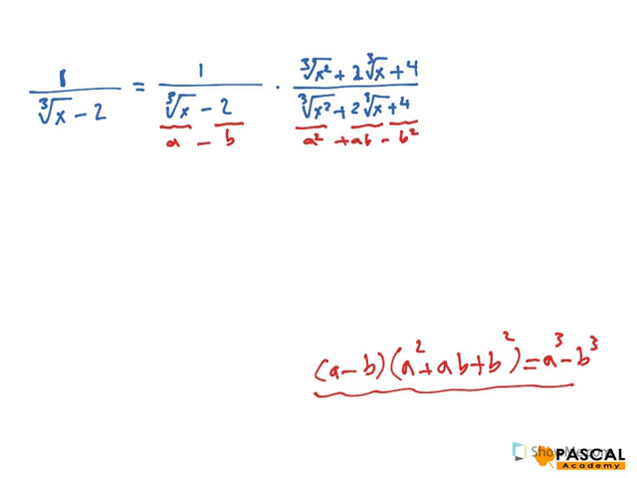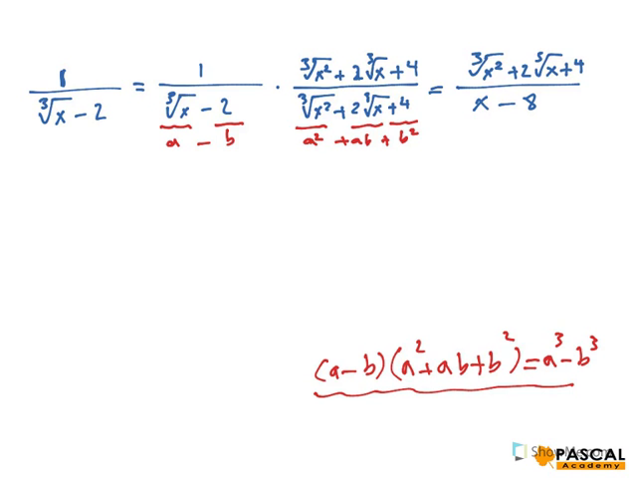This would be a cubed minus b cubed, which is cube root of x to the power of 3, x, minus 2 to the power of 3, 8, and the numerator is 1 times cube root of x squared plus 2 cube root of x plus 4.